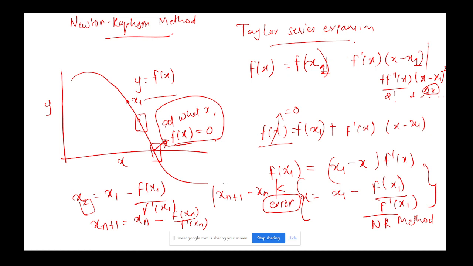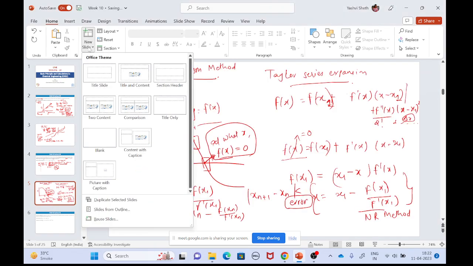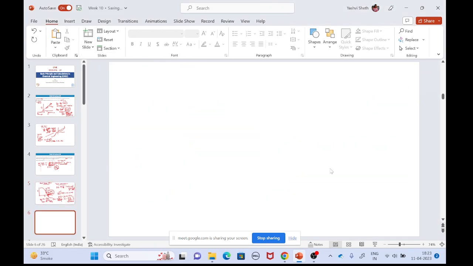So this was all about a single variable. Now there can be multiple variables also. So in that case, how do you do it? Multiple variables.